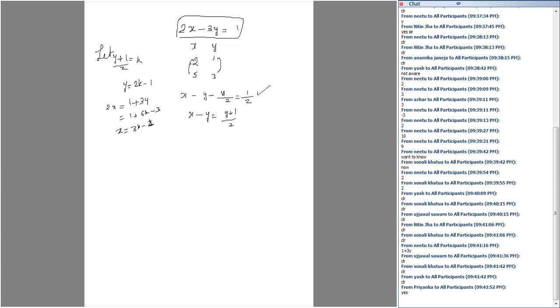Now, x and y. x is 3k minus 1. If k is 1, what's the value? 2 and 1, or not? Now what will be the next value? If k is 2, what will happen? 5, 3. That 3 is positive, or not? This 3 is the coefficient of y. This 2 is the coefficient of x. So it will increase by 8, 5. Are you now clear?